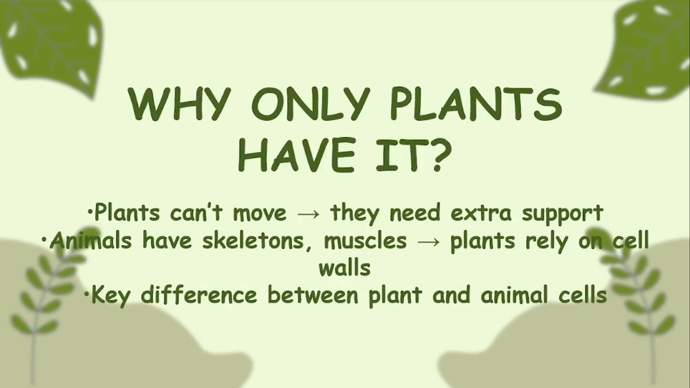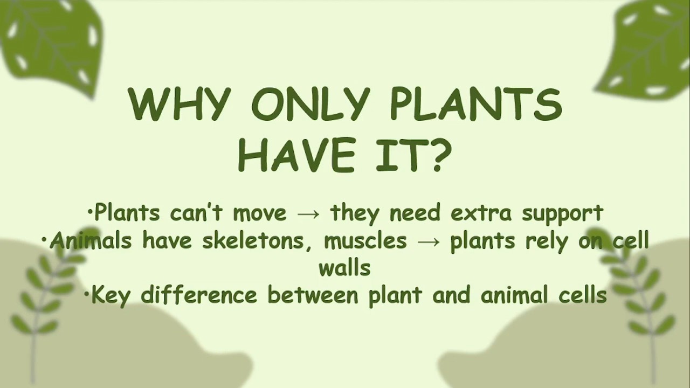Well, now let us know why only plants, fungi, and some bacteria have it, but not animals. Well, plants can't move, so they need extra support. But animals already have the support of skeletons and muscles through which they can move easily, while plants rely on cell walls.